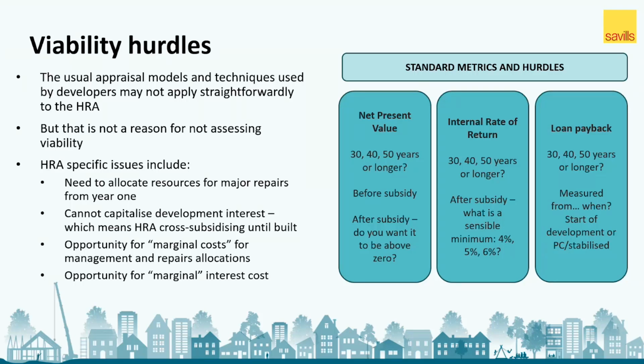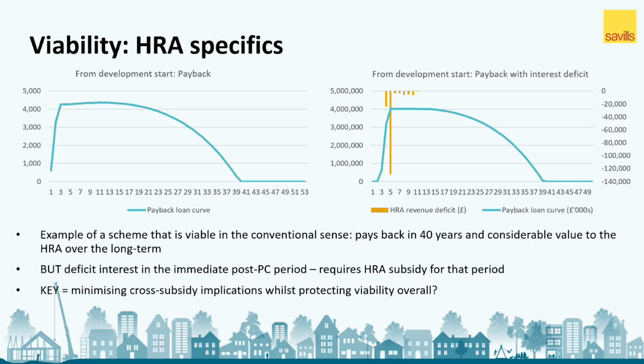So just a couple of examples then on HRA specifics. This is an example of a scheme that is viable in the conventional sense. On the left-hand side, you can see we're borrowing up to just over 4 million in the first few years, and then we're PCing, and then we're stabilising the debt, and then future net rent income is able to repay the borrowing within 40 years and deliver considerable value to the HRA over the long term.